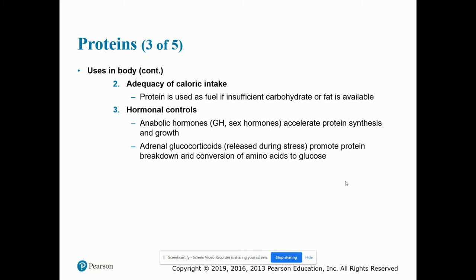And then we have hormonal controls. Anabolic hormones like growth hormone and sex hormones accelerate protein synthesis and growth. Adrenal glucocorticoids that are released during stress promote protein breakdown and the conversion of amino acids to glucose.